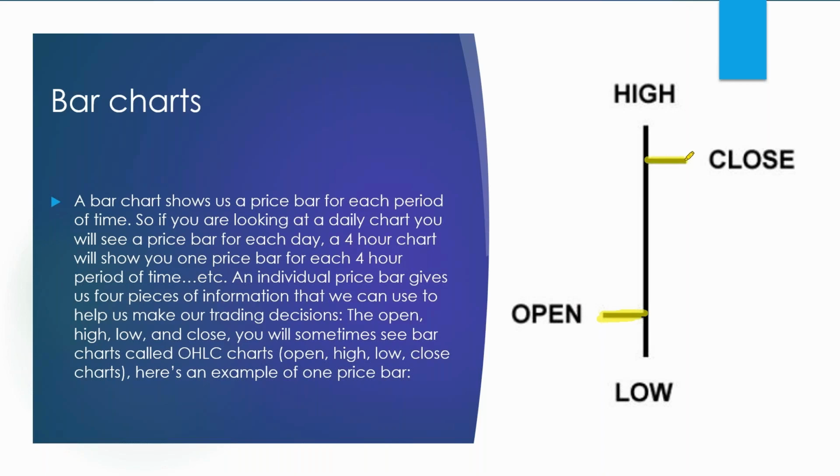We put a dash to the right at the close, whatever the price is at the end of that 1 hour. We put a dot at the highest point it achieved and a dot at the lowest point achieved, and then we connect these dots together with a bar. And this gives us the open, the high, the low, and the close for that time period. Not complicated.